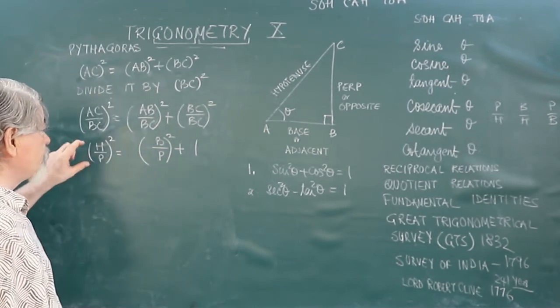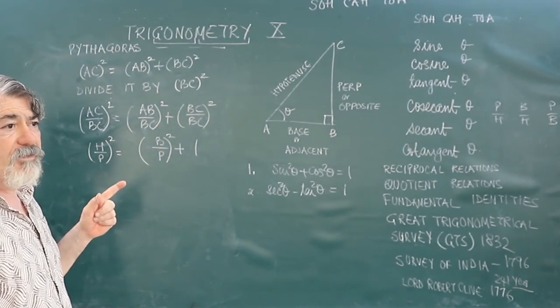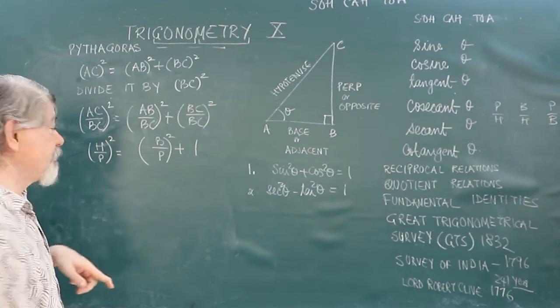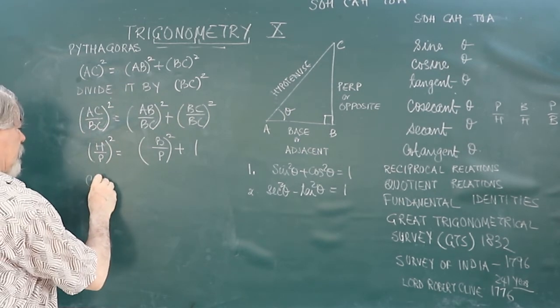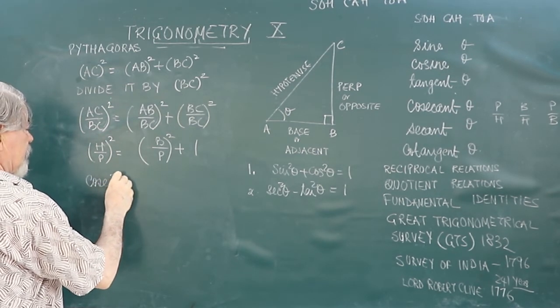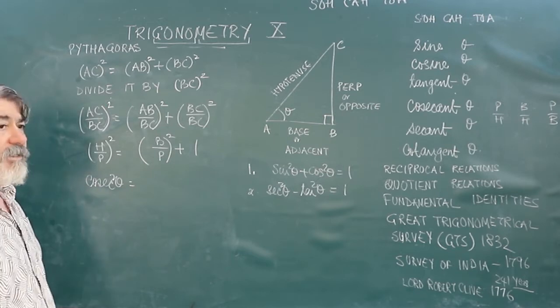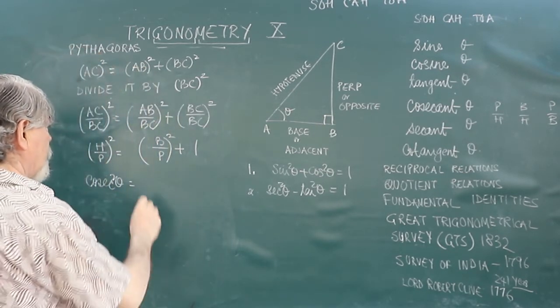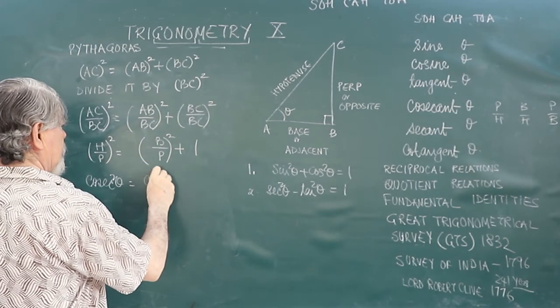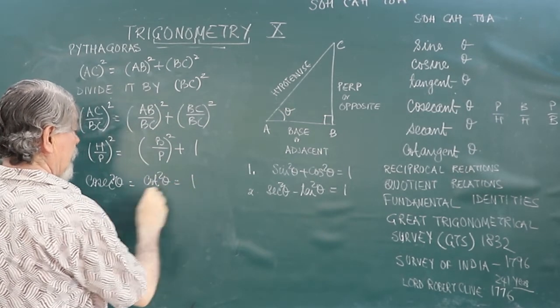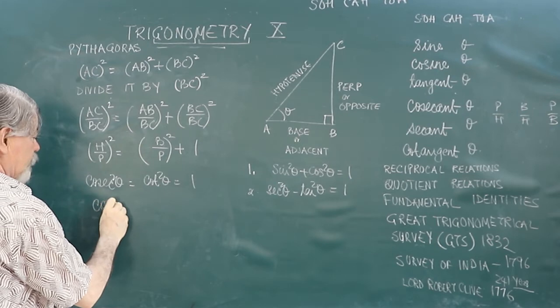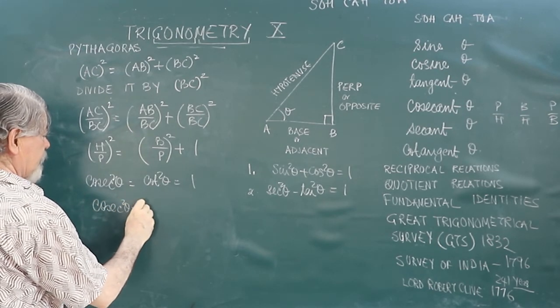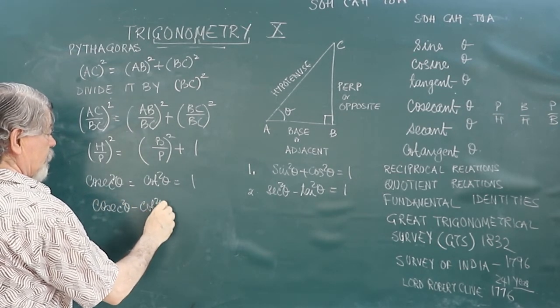Now hypotenuse upon perpendicular, the opposite of sine theta, is cosec theta. It is cosec square theta. Perpendicular upon base is tan theta, and the opposite of tan theta is cot theta, so cot square theta is equal to 1. Again I will write it as cosec square theta minus cot square theta is equal to 1.